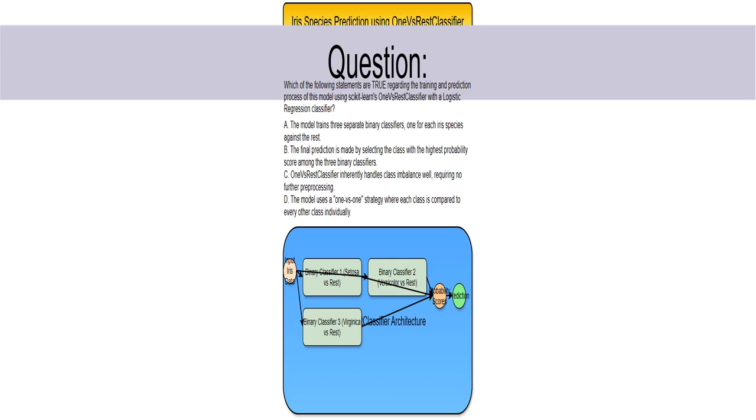This question sets the stage for a quiz about a machine learning model. We'll be examining the behavior of OneVsRestClassifier, a technique used for multi-class classification problems. The question asks you to identify which statements correctly describe how this specific type of model works.